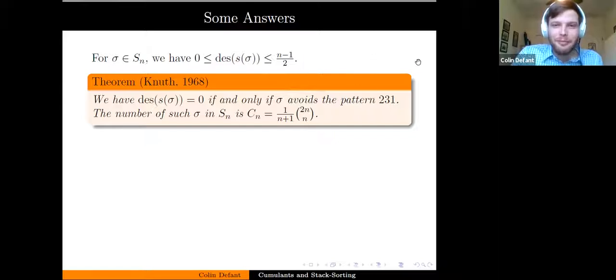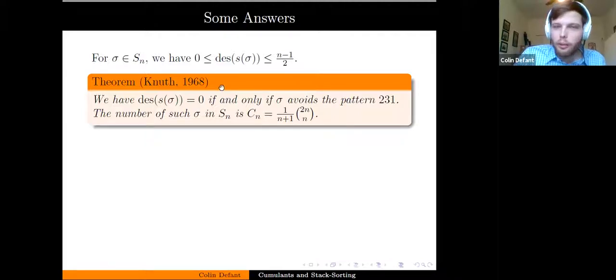So Knuth actually showed that, and this was before West, but he defined sort of a precursor of West's stack sorting map. He showed that the number of descents of S of sigma is 0. Of course, this is the same as saying that S of sigma is the identity permutation, if and only if sigma avoids the pattern 2, 3, 1. And he showed that the number of such permutations is the nth Catalan number. And throughout this talk, I'll let capital C's denote Catalan numbers. This is just 1 over n plus 1, 2n choose n.